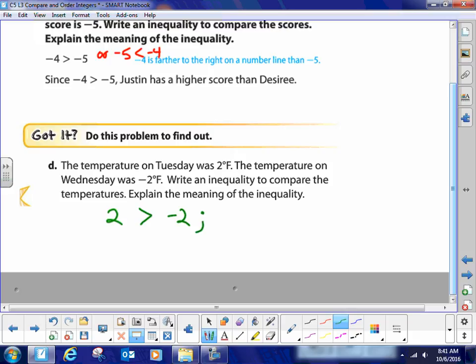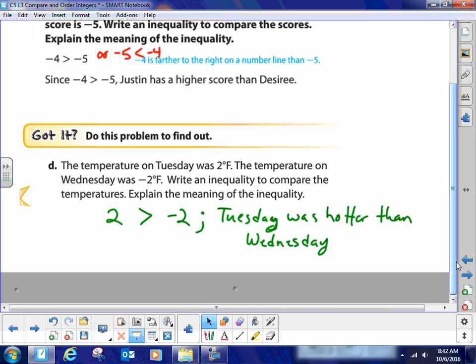You could write Tuesday was, sorry, not is, was hotter than Wednesday. I say it Wednesday just to make sure I spell it correctly. Okay? So Tuesday was hotter than Wednesday. It's not asking you to delve too hard into it.